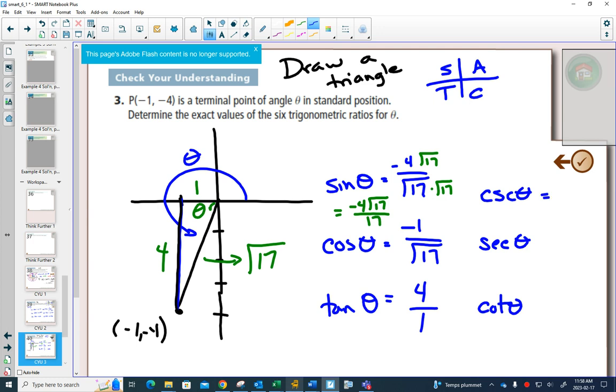And a reciprocal just flips the fraction. So if sine of theta is negative 4 over root 17, then cosecant of theta would be root 17 over negative 4. And secant will be root 17 over negative 1. And cotangent will be 1 over 4.